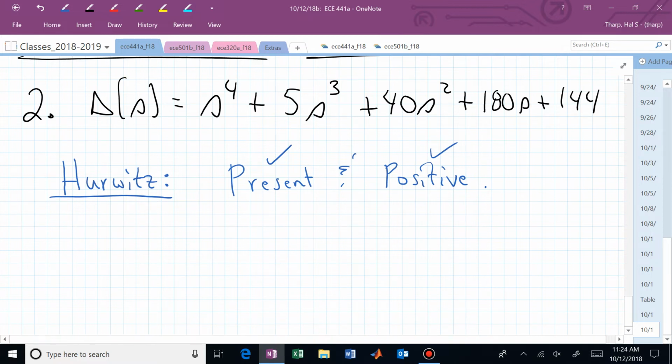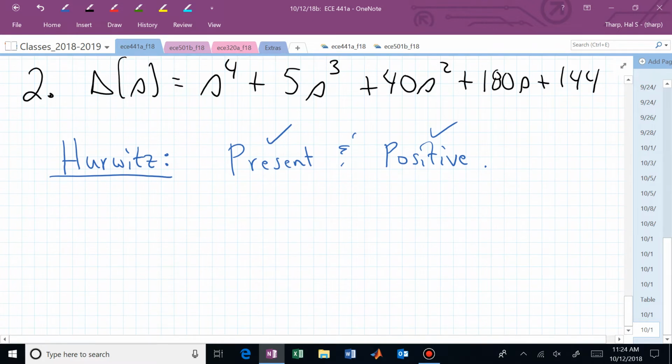So now let's build up the Routh array associated with this particular polynomial. And to do that, let's go ahead and start with the first two rows, and I will build those now with 1.